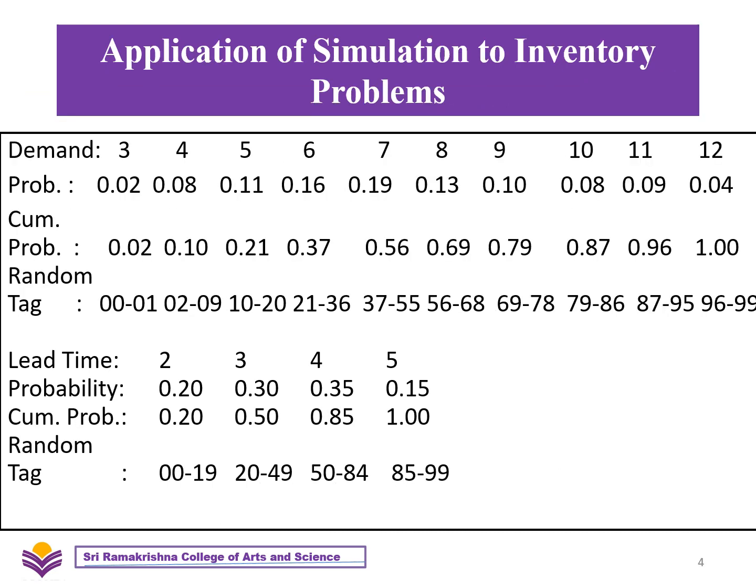Here we see the demand from 3 to 12 and the corresponding probabilities as 0.02, 0.08, 0.11, 0.16, 0.19, 0.13, 0.10, 0.08, 0.09 and 0.04. Here we are going to find the cumulative probabilities using these probabilities and then assign the random tag in the usual manner. Similarly, for lead time also, probability is given. We are going to find the cumulative probability and assign the random tag as usual.